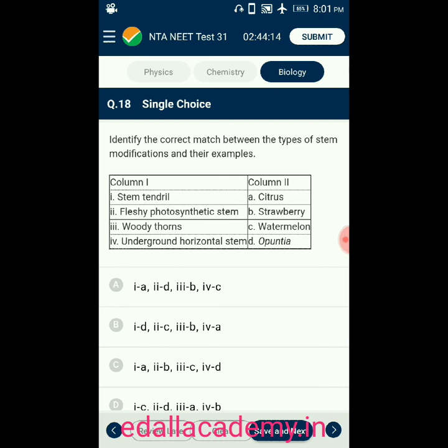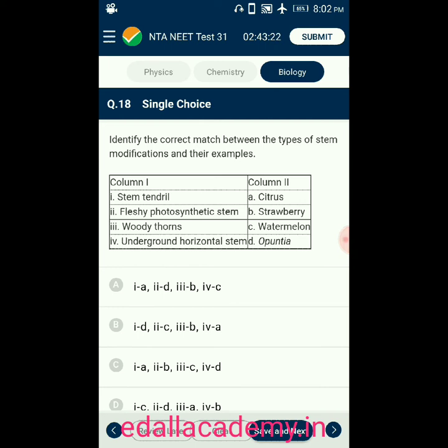Question number 18. Identify the correct match between the types of stem modification and their examples. Stem tendril is a structural modification of the stem for mechanical support, for example strawberry, cucumber. Fleshy stem, known as phylloclade, is a modification in plants like opuntia in desert regions in order to conserve water and perform photosynthesis. Woody thorns are seen in plants like citrus for protection from herbivores.